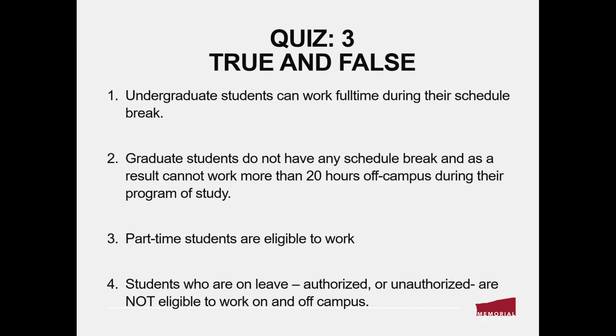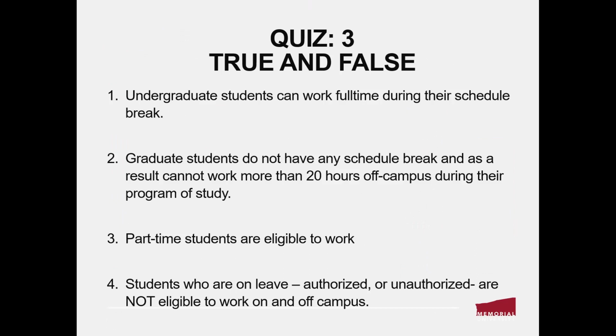Question number 3. Part-time students are eligible to work. True or false? That's correct. It is false. Part-time students do not have work authorization. As we mentioned, in order to be able to work, you need to have a valid study permit. You need to be registered full-time. You need to look at the conditions of your study permit. And the only time that you are able to work as a part-time student is if that part-time registration is in the very, very last term and you have always maintained full-time registration during studies.